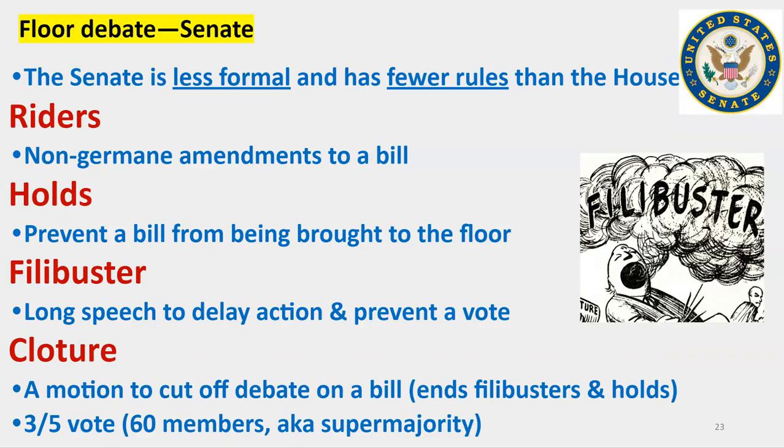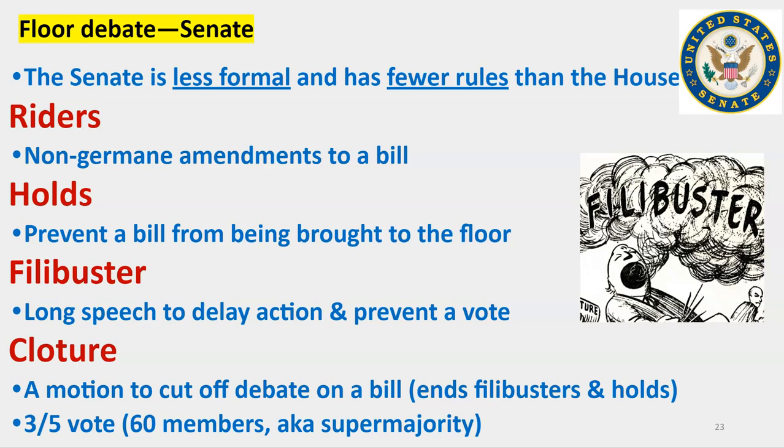I like that one. Some floor debate in terms of the Senate, looking at this less formal aspect and less rules than what they would have over in the House. We see riders, and these are things that aren't necessarily related to a bill, non-germane or not related to a bill, but are amending our amendments to a bill in terms of trying to address something maybe for the voters back home. Holds, you're trying to prevent a bill from being brought to the floor by placing a hold. One senator can place a hold on a bill and it does not go any further. That is a power that senators have that House members do not.